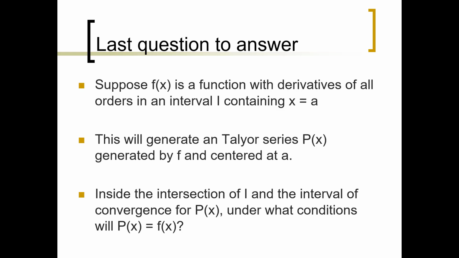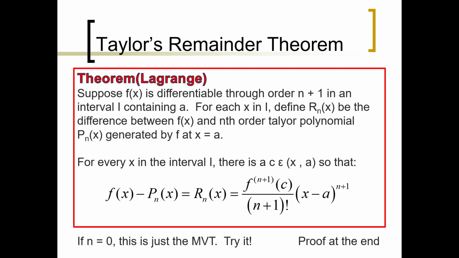Let's just pretend that it converges for some meaningful interval of convergence, and look at the intersection between the domain of the function f and the interval of convergence of p. Under what conditions can we say that these functions are actually the same thing? That the function is equal to its power series generated by f centered at a. To tackle that question, here is Taylor's remainder theorem, at least the Lagrange form.